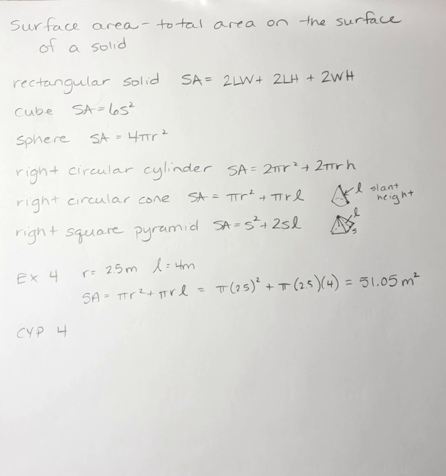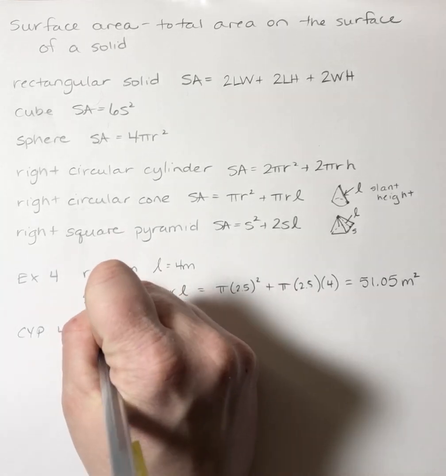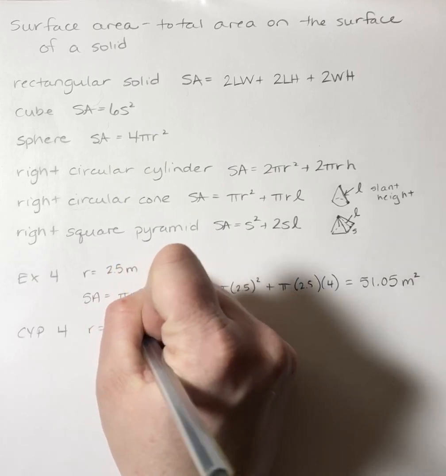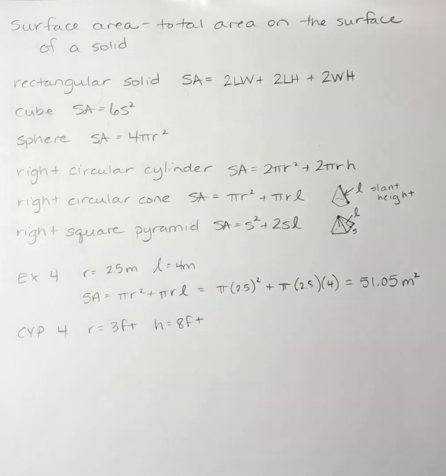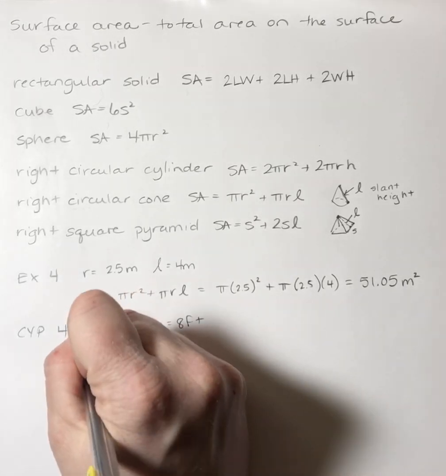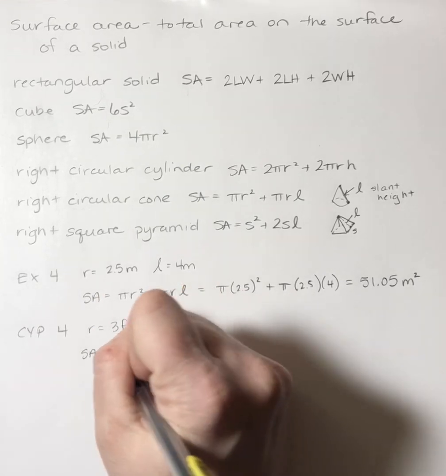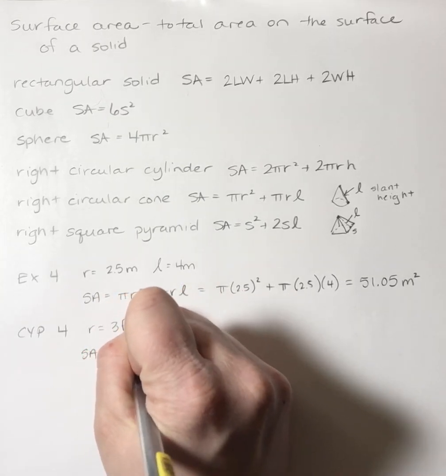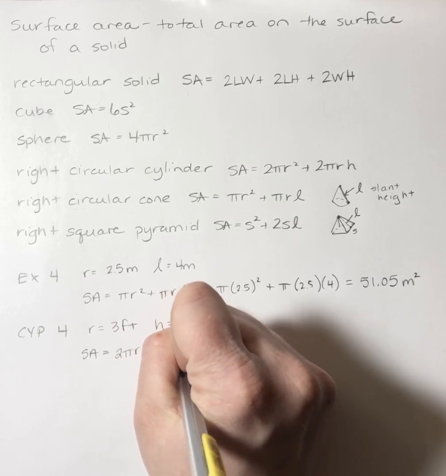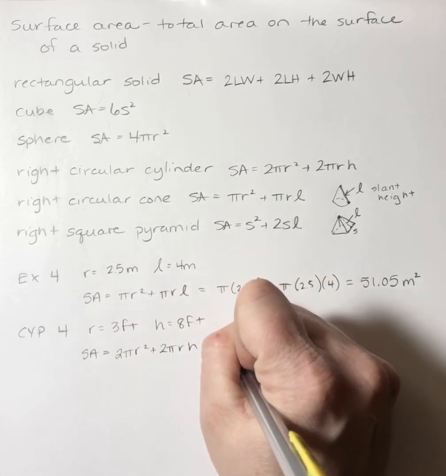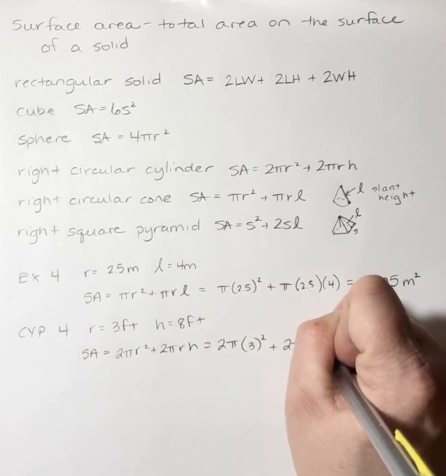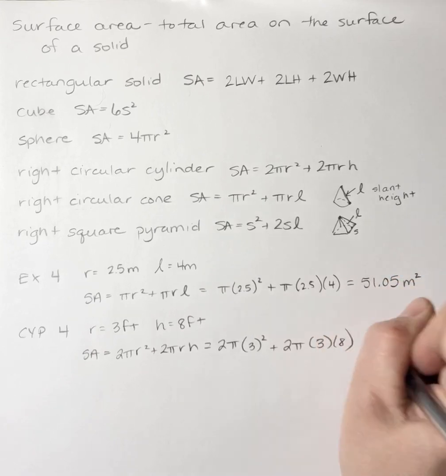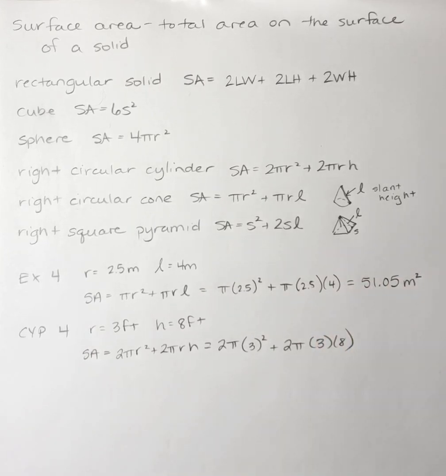Check your progress 4. The diameter of the base of a cylinder is 6 feet. Again, my radius would be 3 feet. The height is 8 feet. Find the surface area of the cylinder. So surface area is 2 pi r squared plus 2 pi r h. So 2 pi times 3 squared plus 2 pi times 3 times 8. Round to the nearest hundredth of a square foot.